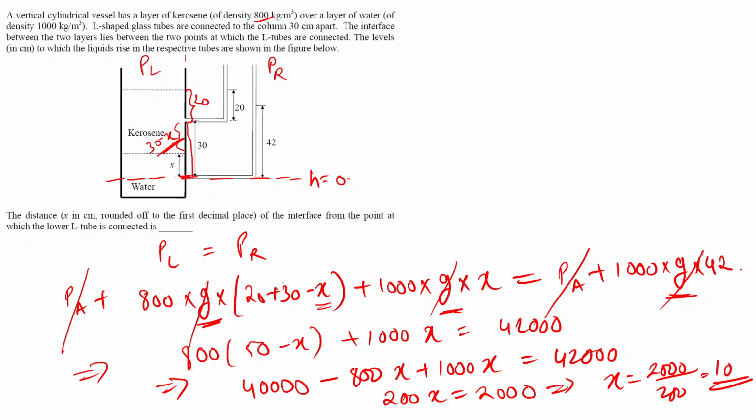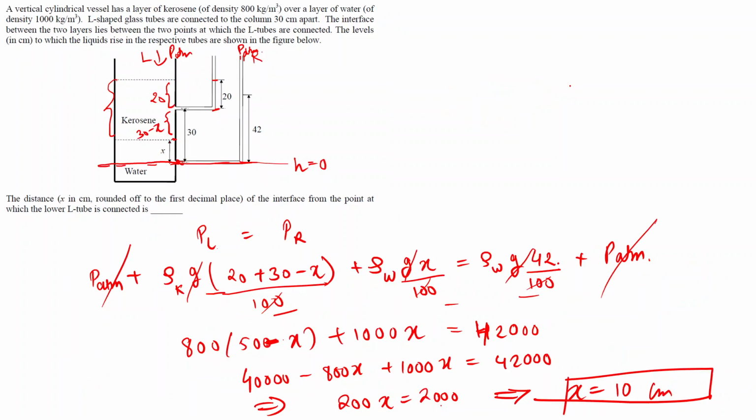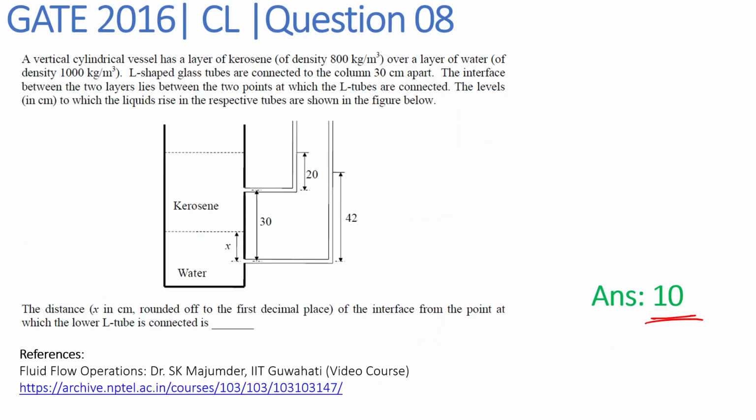And since this height was in centimeter, this 10 is also in centimeter. That is, we can say that the location of this below L pipe is at a height of 10 centimeter below this kerosene fluid interface. So the value of x is 10 centimeter. The final answer we have to write to the first decimal place, so we can simply report the answer as 10 centimeter.